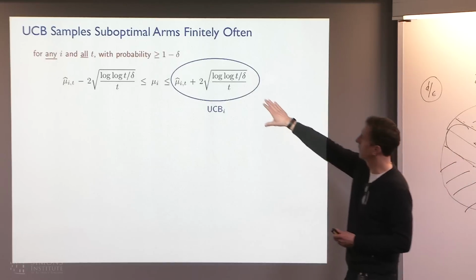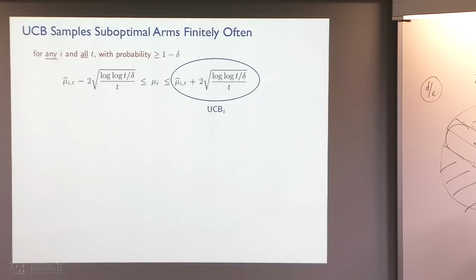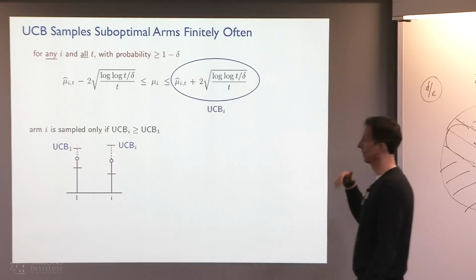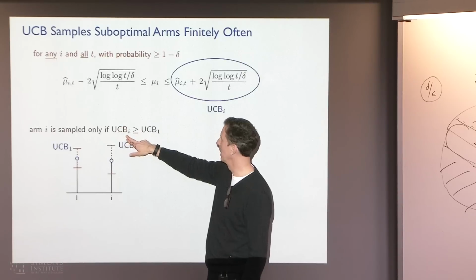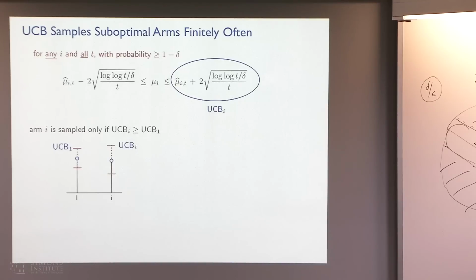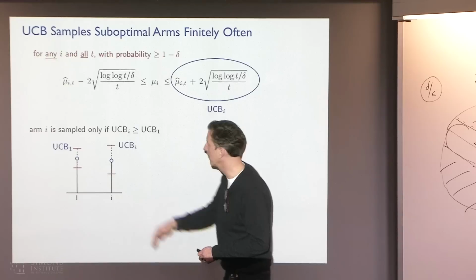This is our upper confidence bound for arm I. It's the empirical mean plus that half width of the confidence interval. And here's the simple idea to get a little bit of sense of why these algorithms work. The algorithm samples the arm with the largest upper confidence bound. So arm I is sampled only if its upper confidence bound is greater than the corresponding upper confidence bound of arm 1, which is the one that we are assuming in this analysis to have the largest true mean. Okay? So the picture looks like this. This guy's upper confidence bound is a little higher, so we're going to sample him instead of that one.